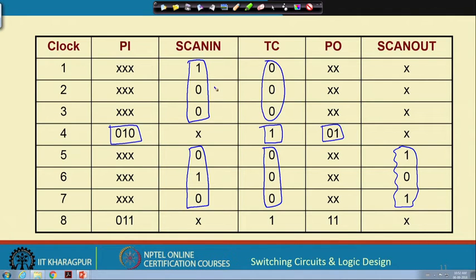This is your present state for the first vector, this is your primary input part of the first vector, this is your present state for the second vector, this is your output for the first vector, this is your Tc, this will be your next state for the first vector. So, in this way it will go on. This gives you roughly an idea how the thing works.